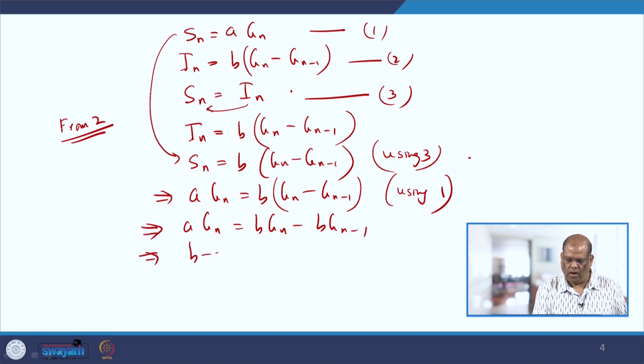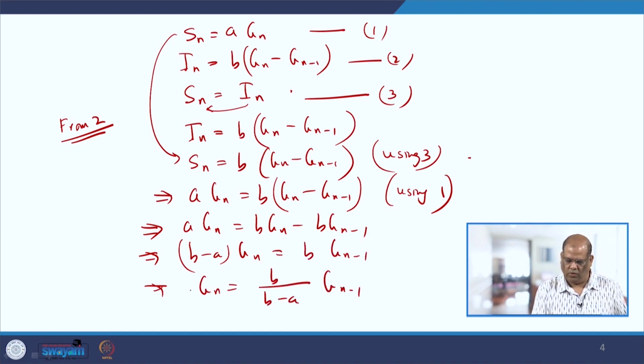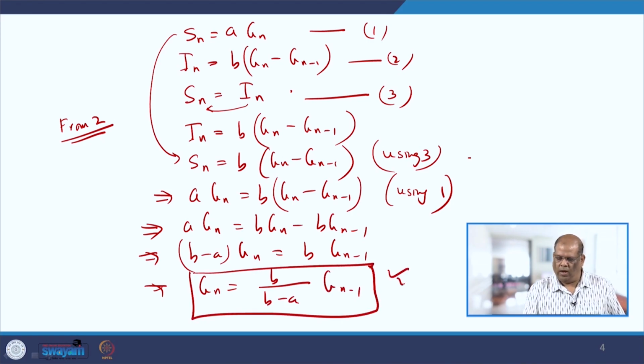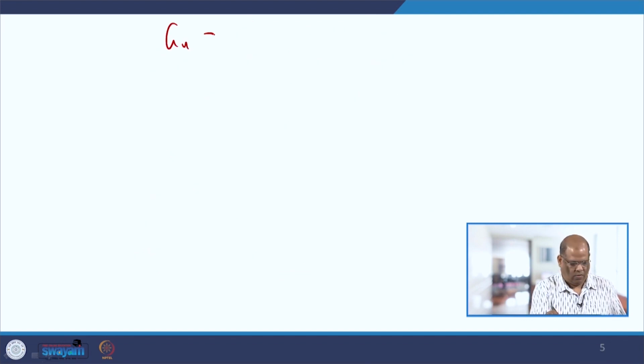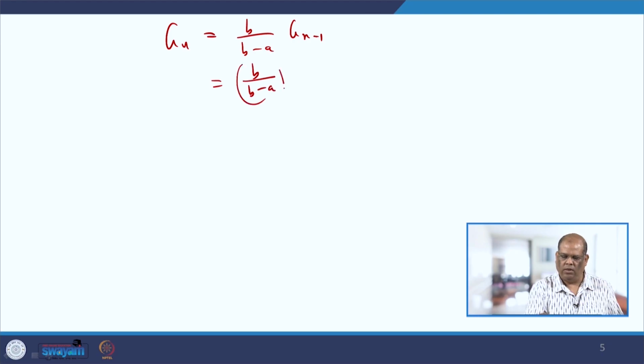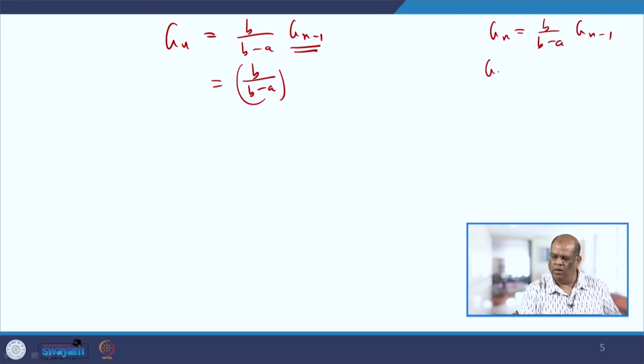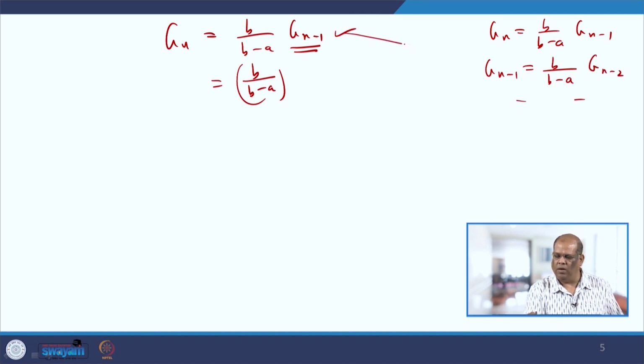This gives B minus A times Gn is equal to B Gn minus 1, or Gn equal to B by B minus A Gn minus 1. So, we get a relation between the national income, which depends on the previous year's national income, and you can simplify this a bit. So, I will replace this Gn minus 1. Gn is B by B minus A Gn minus 1, and Gn minus 1 will be B by B minus A Gn minus 2, and so on.